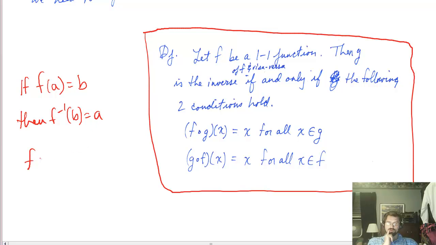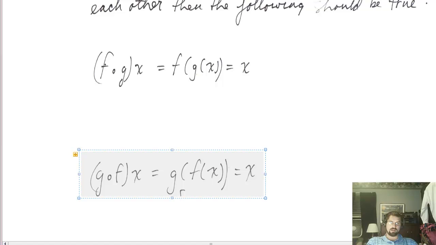So let's think about, we're doing a composition now. If I plug in a into f, I get b, and what's f inverse of b? It's a, if they're inverses. So whenever I plug in x into this composition, I should get back x, or in this composition. But both must be true. It can't just be true for the one composition and not the other, because then it's not a true inverse. Let me give you an analogy.